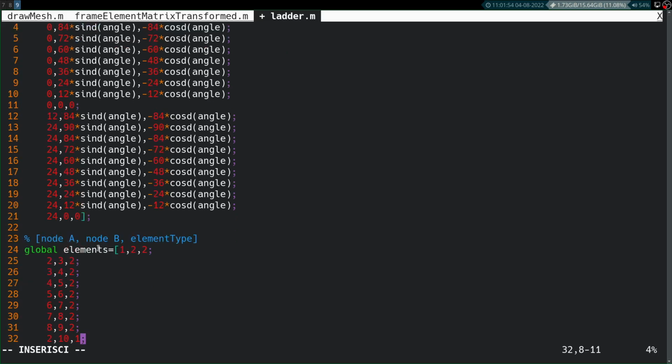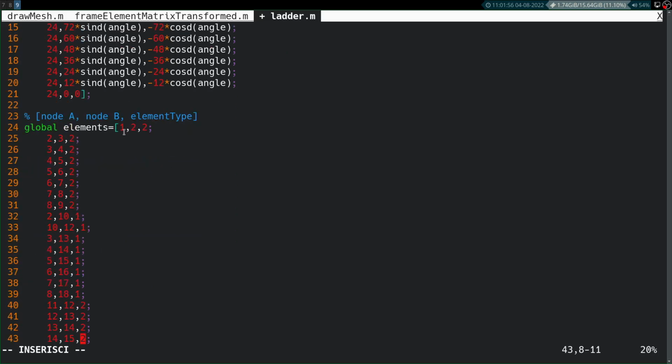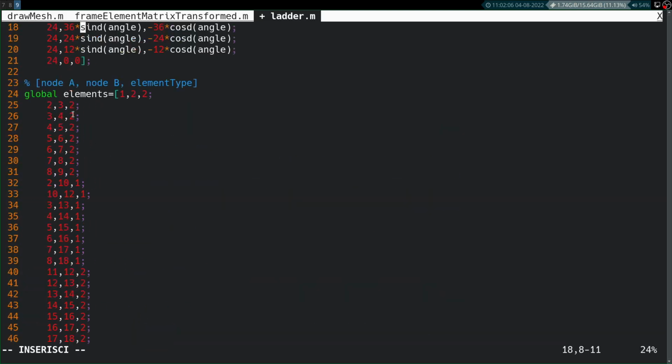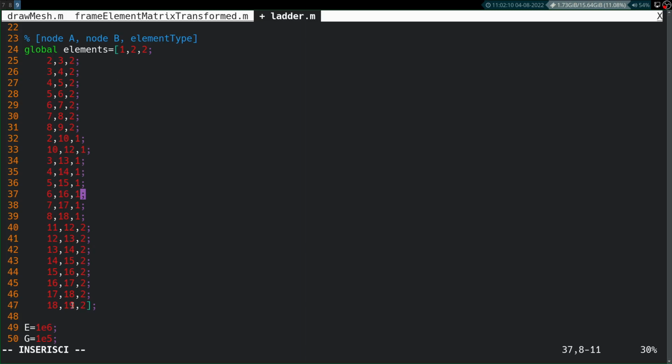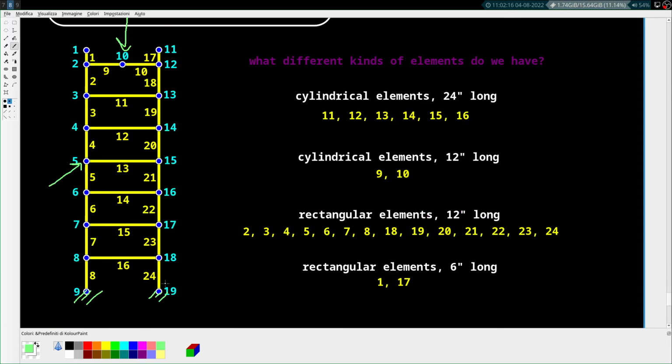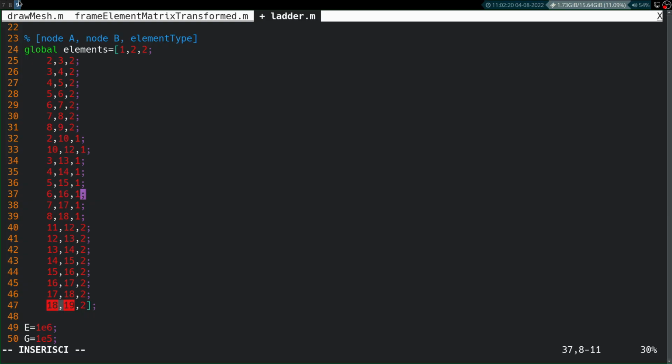And then here are the elements. So the elements is just me saying, okay, element 1, that's the first row, has node 1 and node 2. And the element type is something else, I'll get to that later. So basically we have 24 elements, and the elements include all these nodes. So element 24 has node 18 and 19. Let me just prove to you that's the case. 24, 18, and 19. And the element type is, was it type 2?